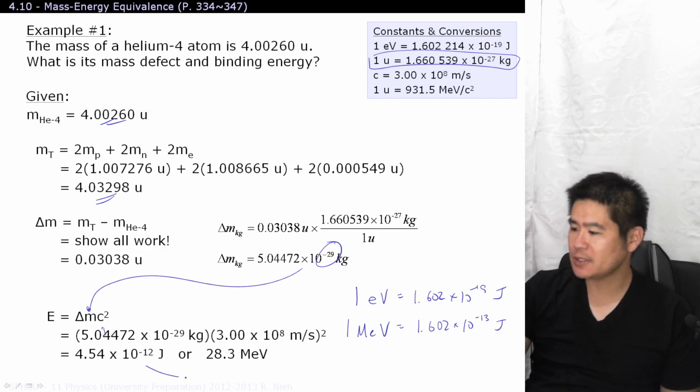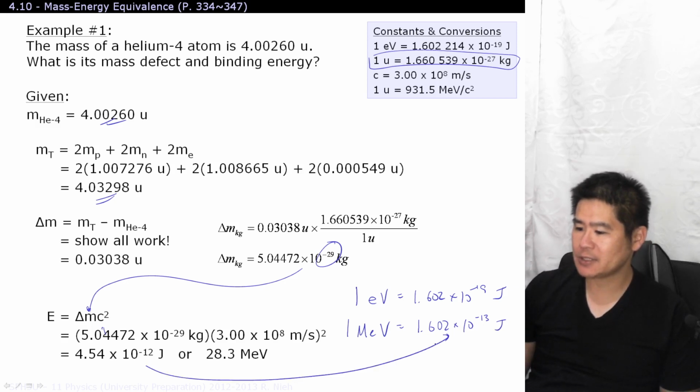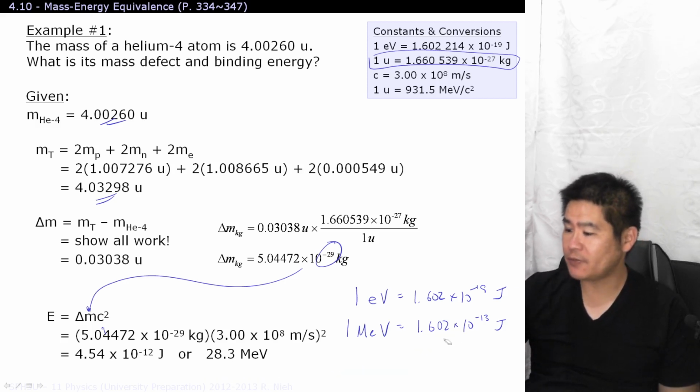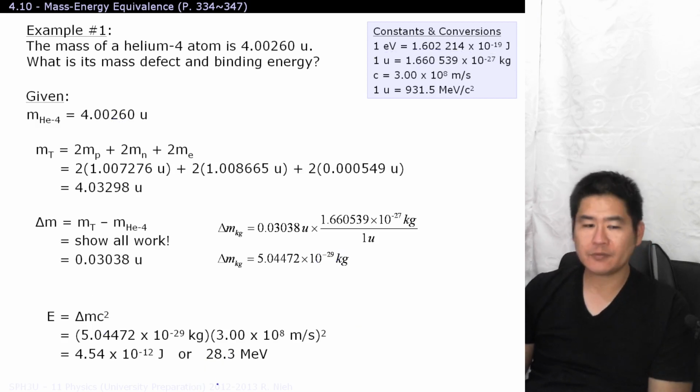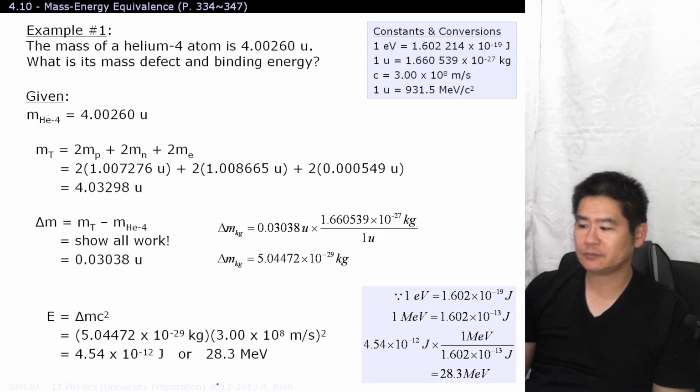All right, so you take this and, do you multiply by that? No, divide. Divide 4.54 times 10 to the negative 12 joules by that. How do I know that? Because you need to multiply by a ratio where you have joules downstairs and mega electron volts upstairs. So 1 MeV divided by 1.602 times 10 to the negative 13 joules will give you your 28 mega electron volts. There you go.